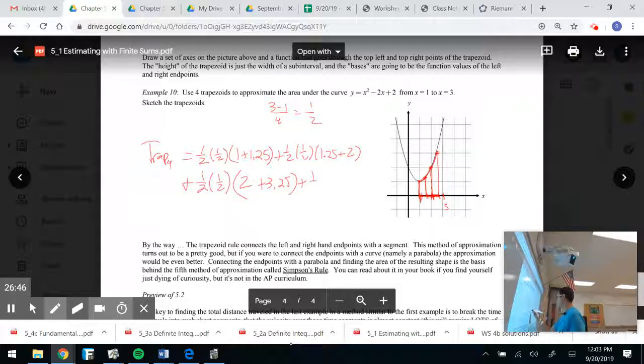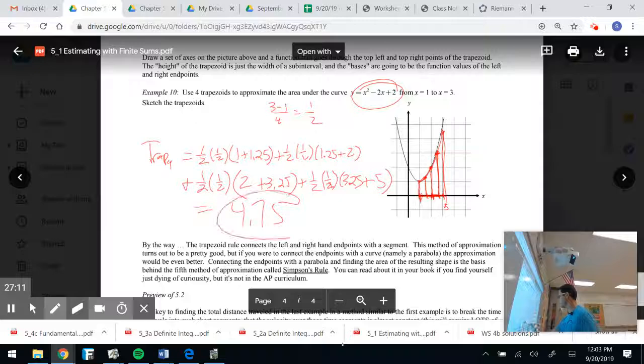Now I have one more, and if you notice, a trapezoid is an outstanding way to approximate the area underneath the curve. It's still a height of 1/2. Why? Because that's the width right there. And then I go my B1, which was 3.25. That's my first base. Add it to my last base, which is plugging a 3 into that function right there, and you get 5. If you add all of that stuff together, you get 4.75.